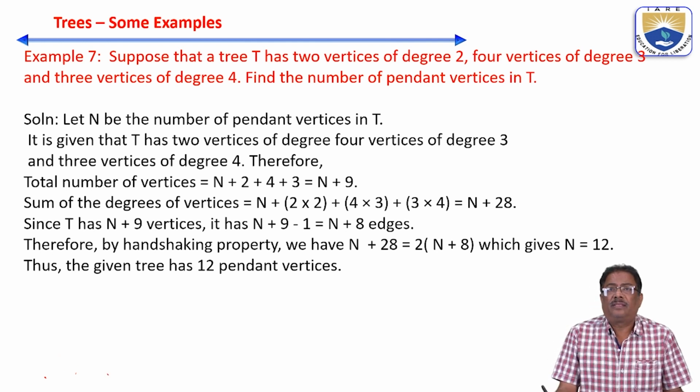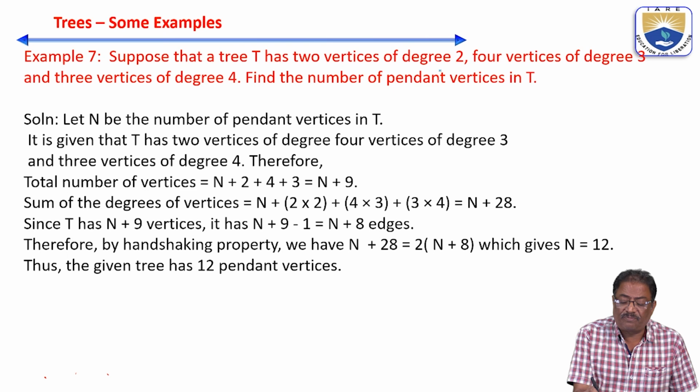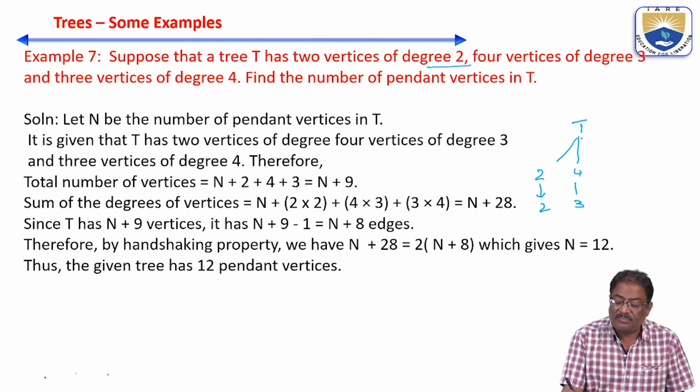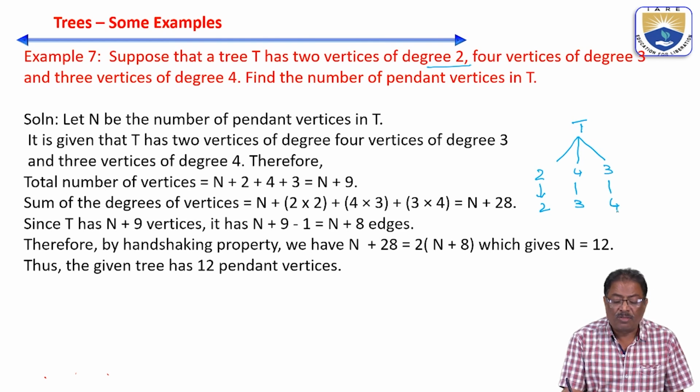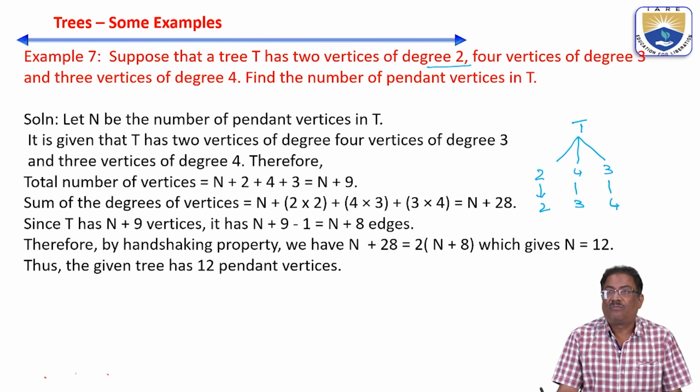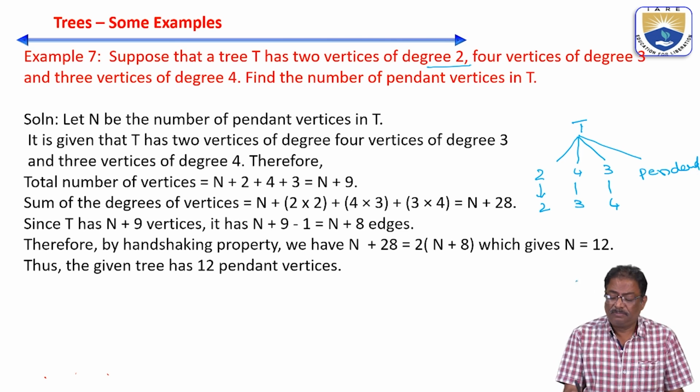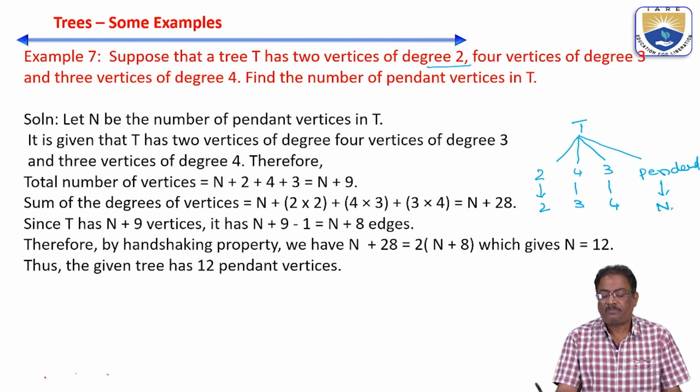Suppose that a tree T has 2 vertices of degree 2, 4 vertices of degree 3, and 3 vertices of degree 4. Find the number of pendant vertices. So we have to find the number of pendant vertices. Here we are going to assume that the number of pendant vertices is n. So T is having n pendant vertices.